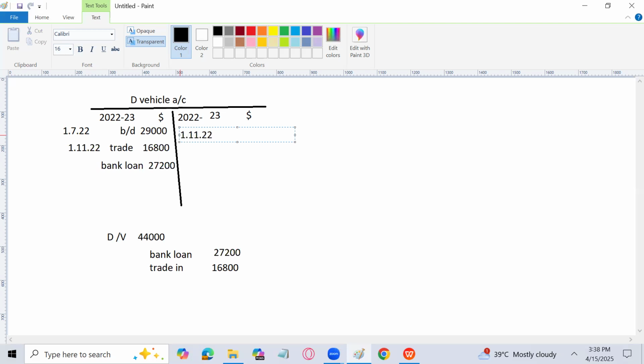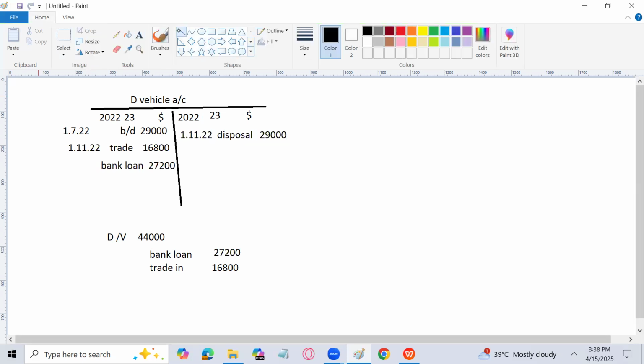Now, on the same date, 1/11/22, the asset which has been given in part exchange is going to be disposed of. For disposal, what do we have to do with its cost? We have to credit it, with how much? 29,000, because we had only one asset in the past, and that has been part exchanged, which means sold. So disposal will be credited.